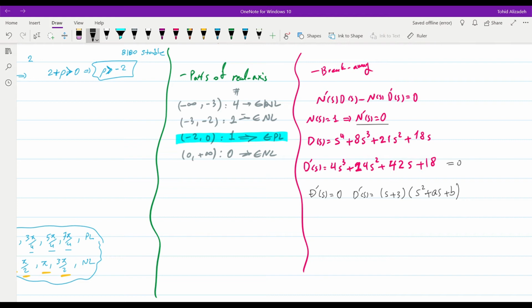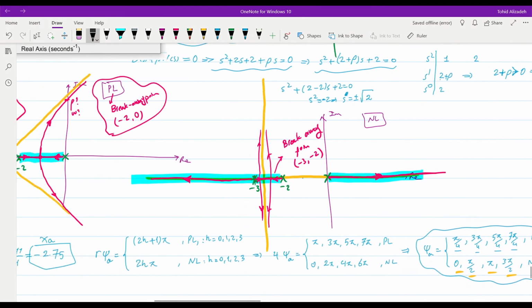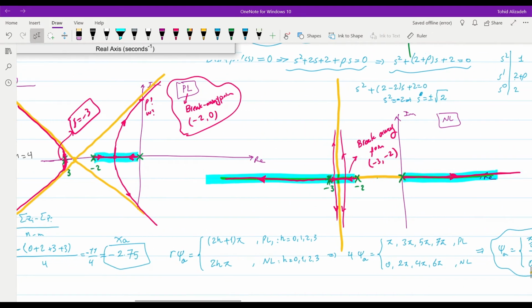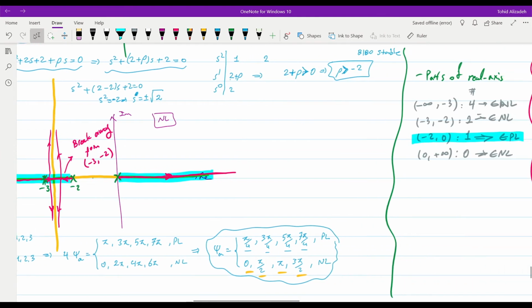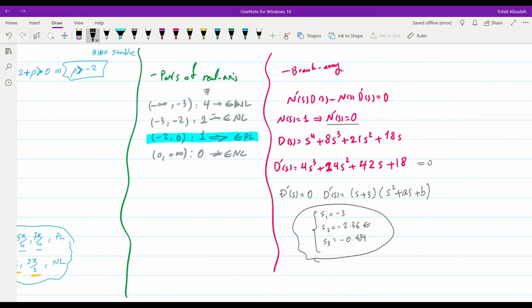Whatever approach you take, you will get S1 as minus 3, which is known, S2 equal to minus 2.36, and S3 equal to minus 0.634. So these are all breakaway points. S2 equal to minus 2.36 belongs to our negative locus. So this is for the negative locus, and the other one, which is minus 0.634, belongs to the positive locus.